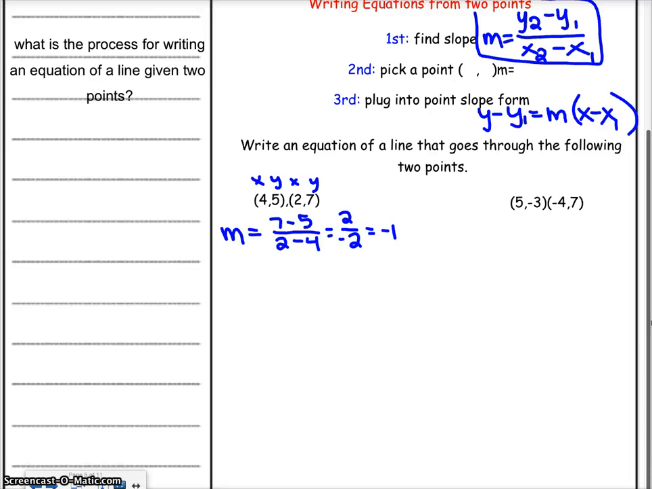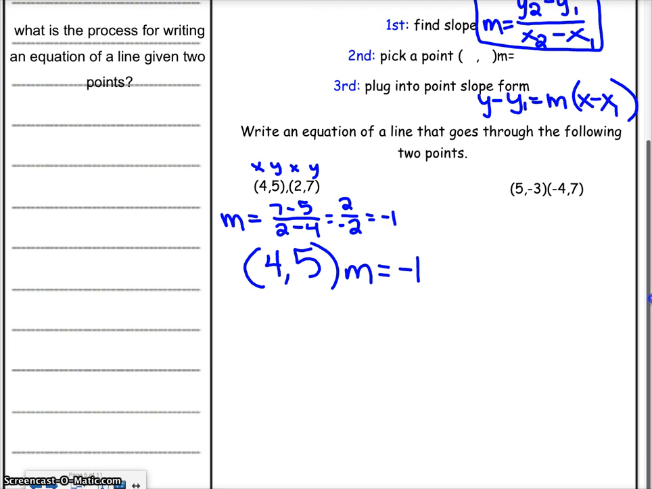Now you can pick a point. 4, 5 or 2, 7. Which one you want to pick? I don't care. Okay? 4, 5. I usually pick whichever ones are positive so I don't have to worry about plusing. So I usually pick the 2 positive ones. I'll pick 4, 5. Now this should look like how it looked on the front page. So the only difference here is this first step. And now I just use my formula. Y minus the y I'm given is equal to my slope times x minus the x I'm given. Done.